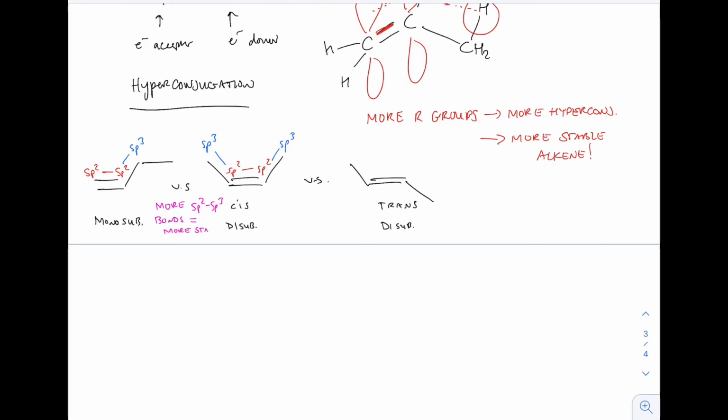Okay, and so that's kind of like another way to explain the stability of a more substituted alkene, because as a result, if you have more substitution on that alkene, you're going to get more C sp2 to C sp3 bonds, and so it's overall just stronger. Now, of course, the stability of these 3 increases as you go from left to right, and that's because the trans is more stable because of sterics.